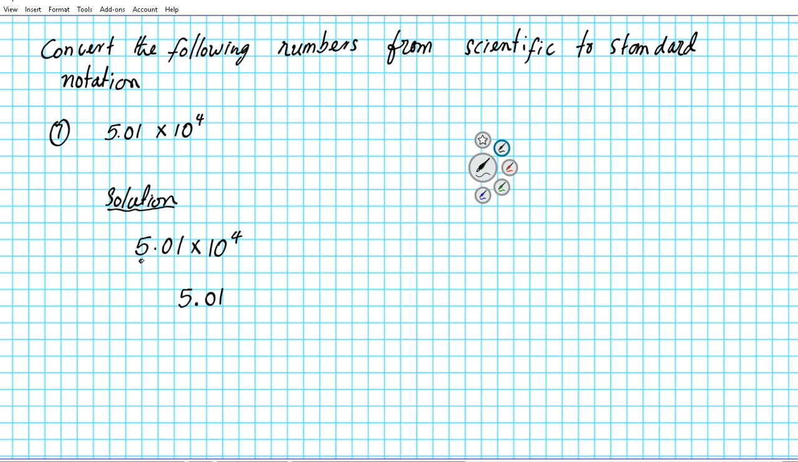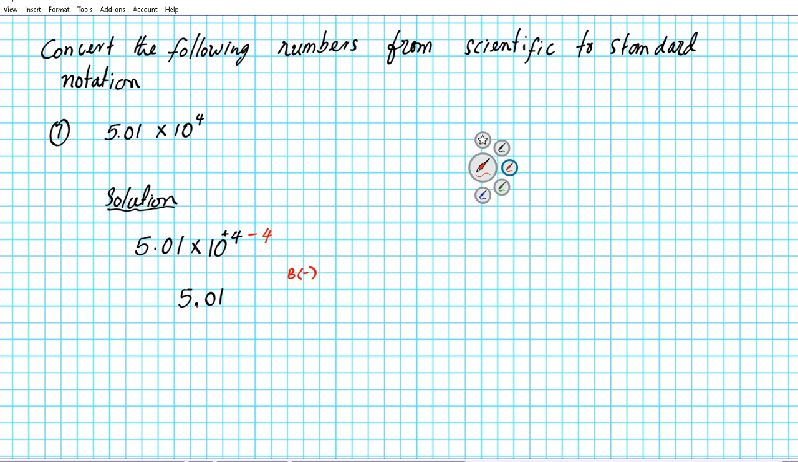You bring down the number that you're multiplying 10 to the power by, so bring down 5.01, and you ask yourself, how many times do I have to move this decimal point in order to get rid of this 10 to the 4th? Well, this is 10 to the positive 4. The opposite of positive 4 is negative 4, so if you subtract 4, that will get rid of the 10. Subtracting 4 means you're going to be moving to the back 4 times.